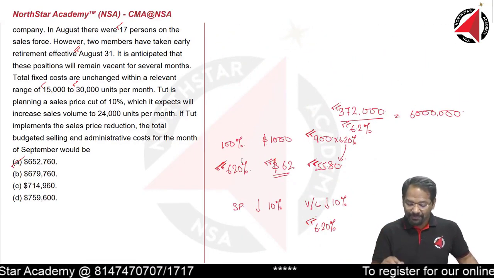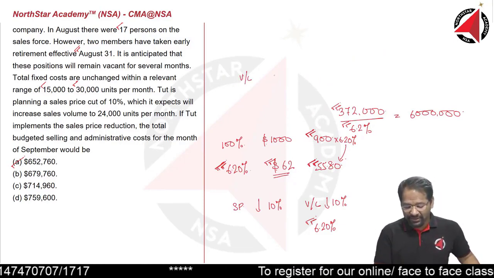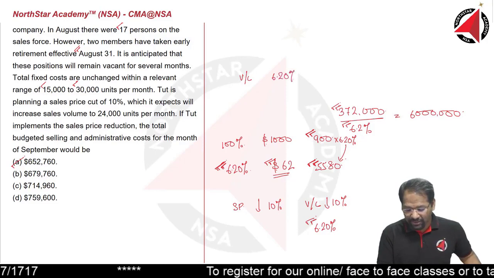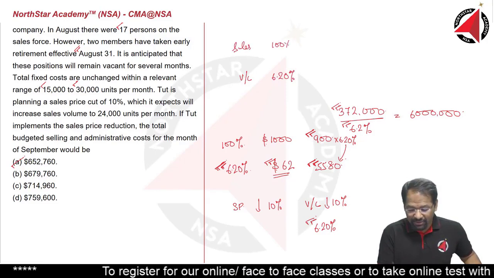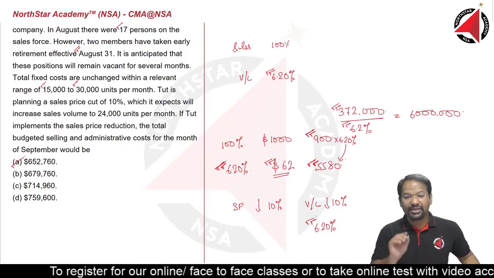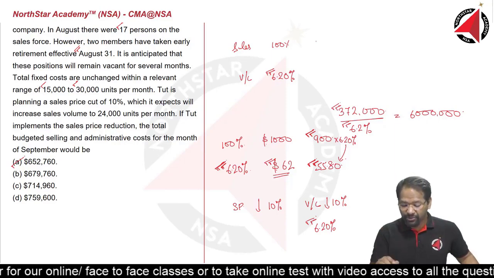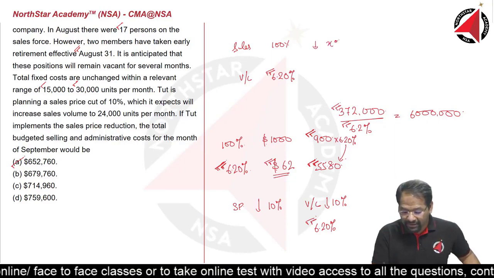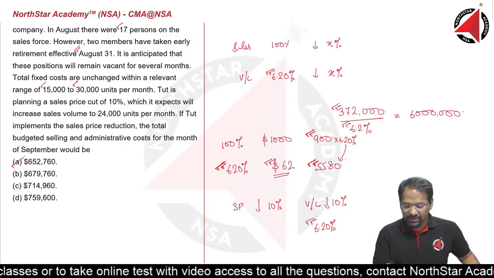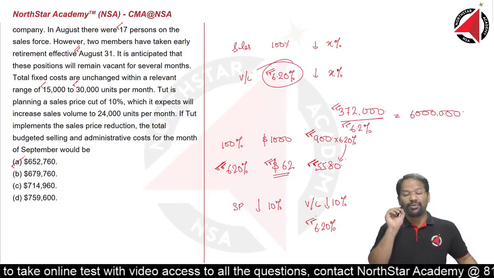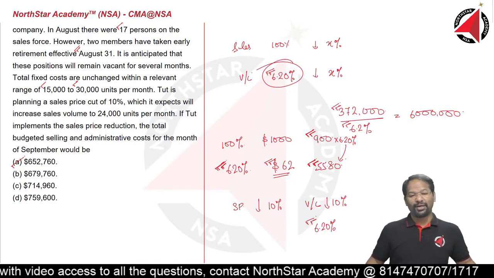Again, I will repeat: if variable cost has to remain a particular percentage, for example in this question 6.20% of what? Of sales. And how much is sales always? Sales is 100%. If this relationship has to remain constant, and if selling price per unit falls by X%, then variable cost per unit should also fall by X%, then only this relationship will remain constant. This is the most important part of this question.